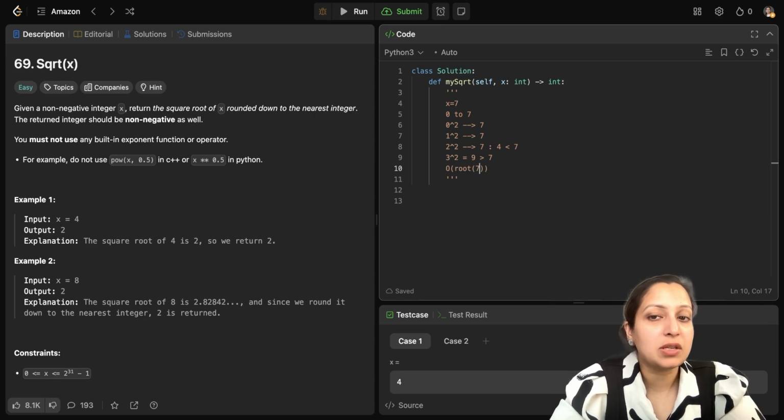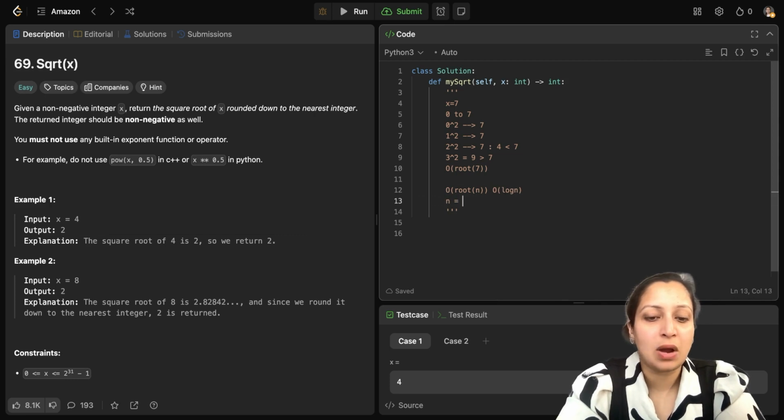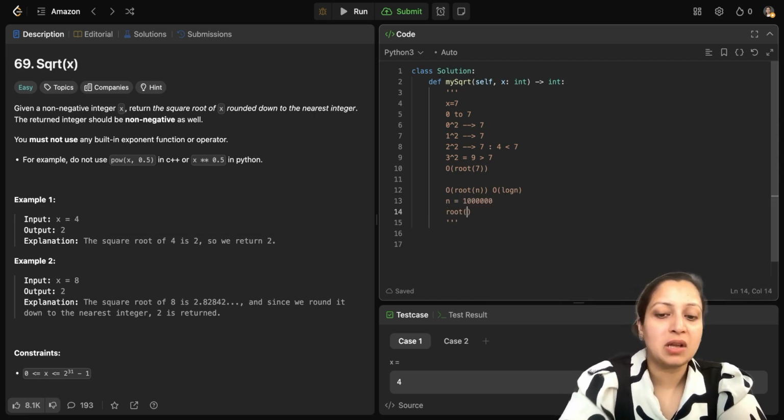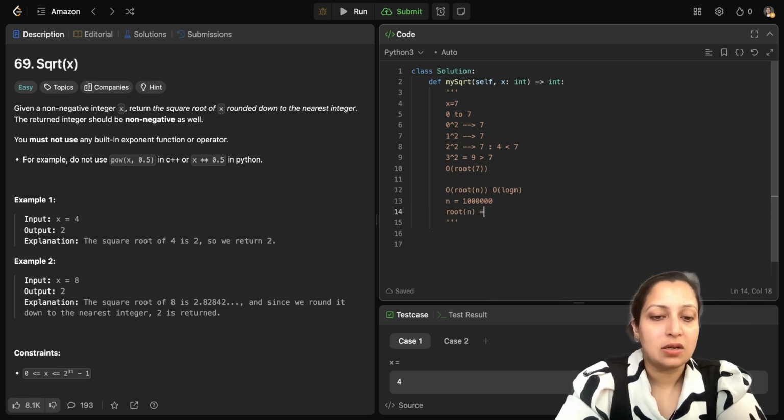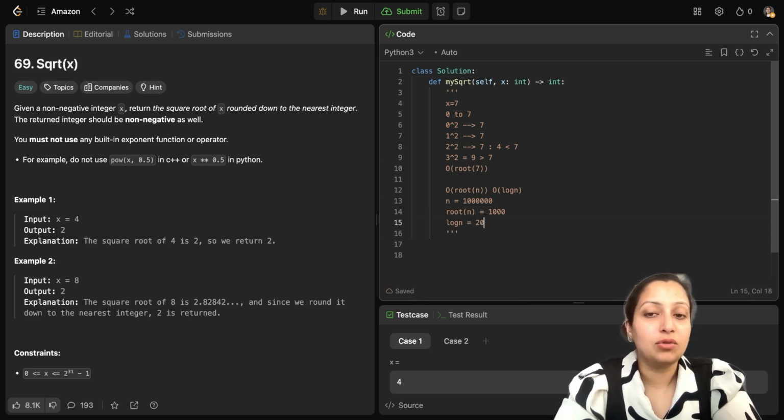So I will propose an O of log n solution now, which is better than this one. But you might ask me, how do you know that an O of root n solution is not that great when compared to an O of log n solution? So let me show it to you with an example. Suppose my n is 1 million. In that case, root n comes out to be 1000, right? But log n comes out to be approximately 20. So do you notice the difference?